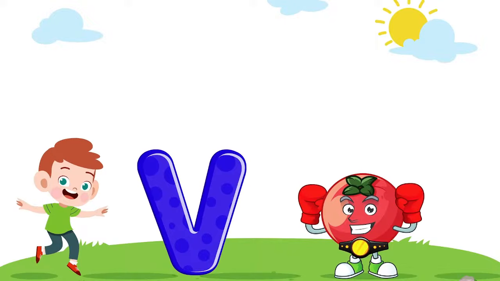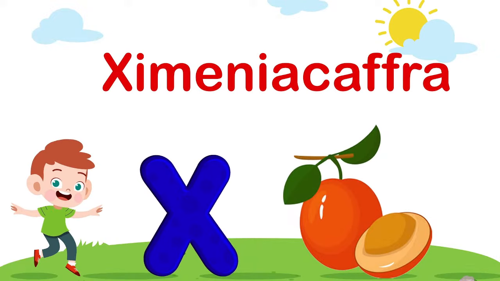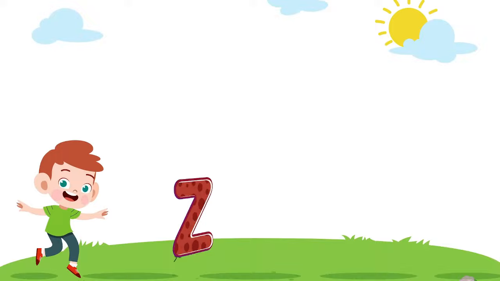X is for Xanthoceras caffra. Y is for yam. Z is for zucchini fruit.